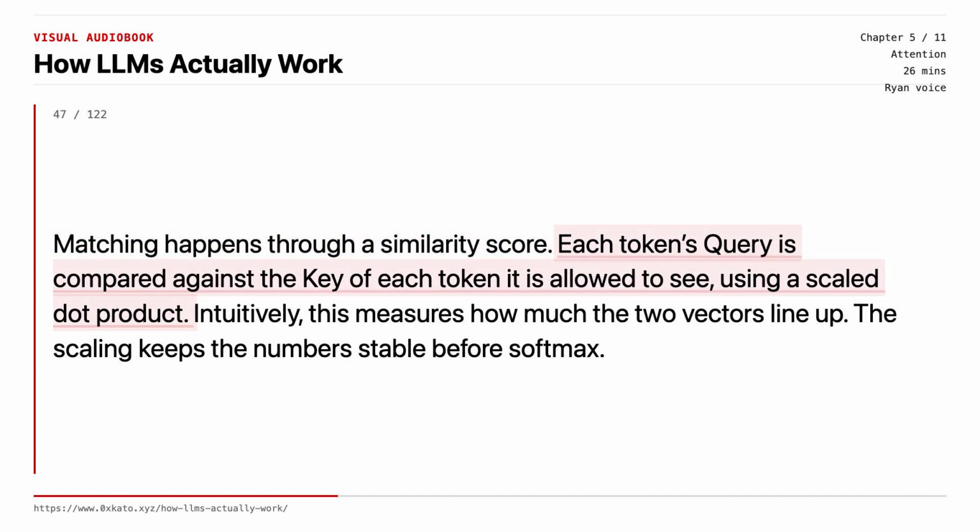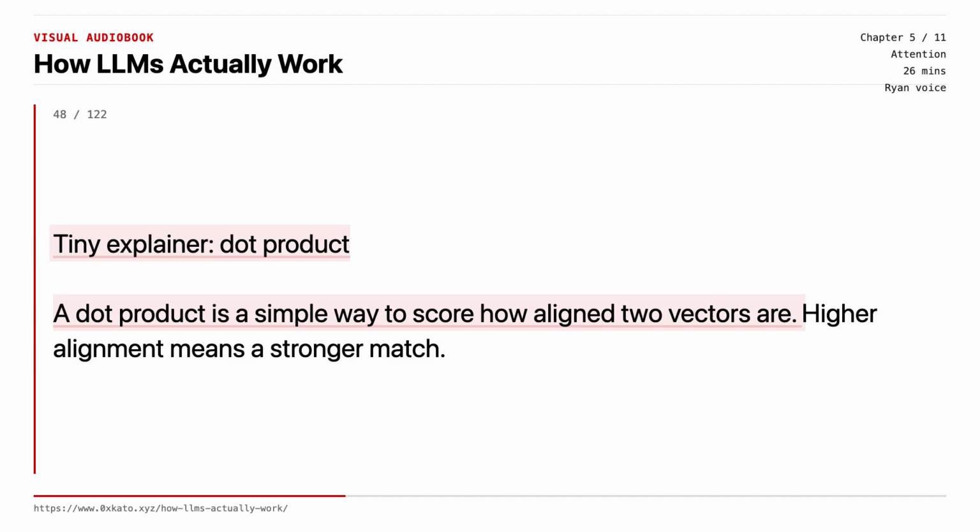Each token's query is compared against the key of each token it is allowed to see, using a scaled dot product. Intuitively, this measures how much the two vectors line up. The scaling keeps the numbers stable before softmax. Tiny explainer: dot product. A dot product is a simple way to score how aligned two vectors are. Higher alignment means a stronger match.